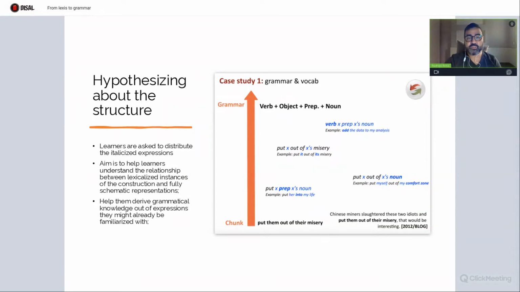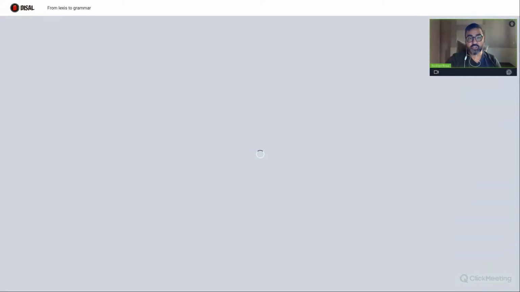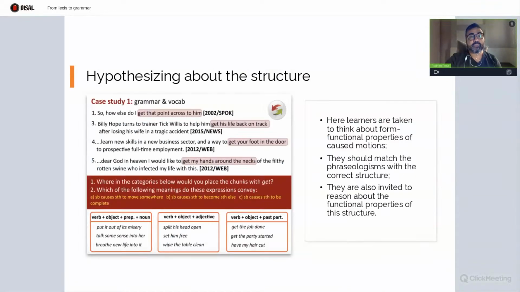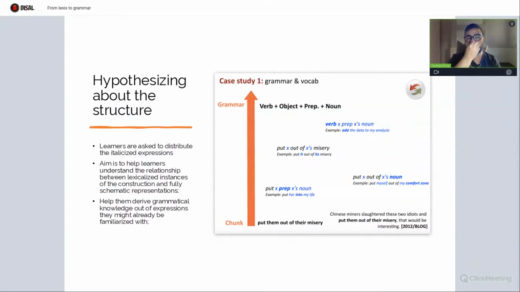So in order to demonstrate the fact that tangible expressions such as get that point across to him, but also put it out of its misery, talk some sense into her, breathe new life into it, are all examples of the schematic caused motion. What is the schematic caused motion represented by? It's represented by this formula: verb, object, preposition, and noun. And we have a chunk of language that has that particular structure, right?